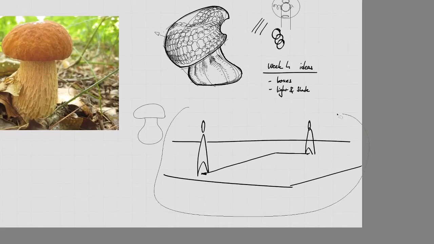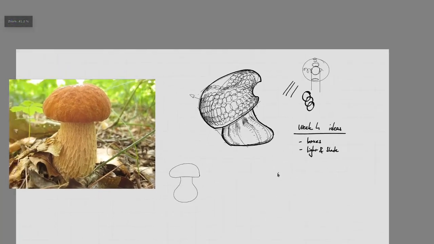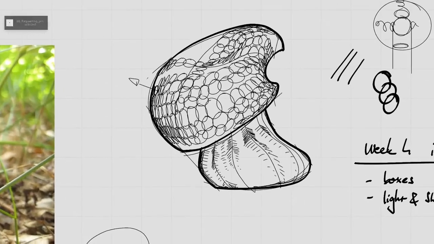Okay, so gradual steps, gradual steps. Good lines make good shapes, make good forms, and good form makes good everything else.